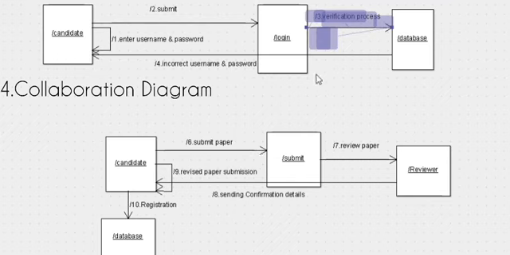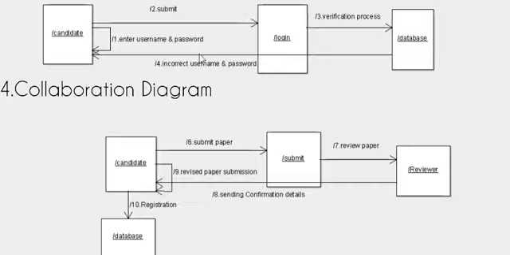The collaboration diagram highlights the structural relationship between the objects, while the sequence diagram shows how things happen over time. This diagram shows which objects are connected, and the numbering on the arrows clearly defines the order of operations, showing exactly how the candidate request travels through the system to the database.